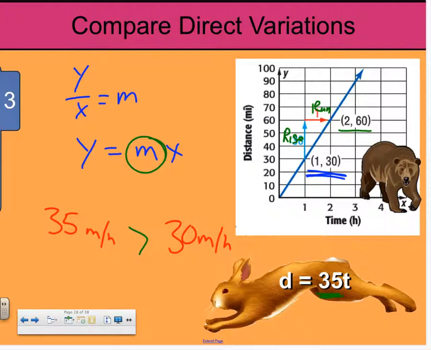Question. Rabbits are really quick, don't you think?